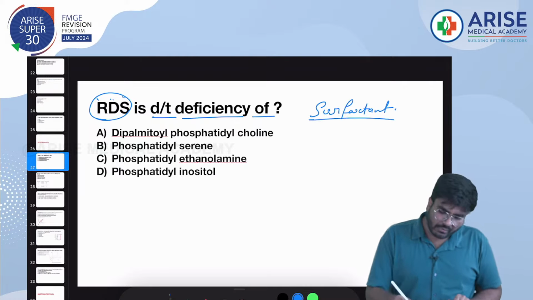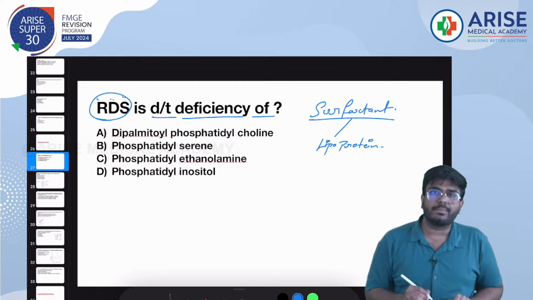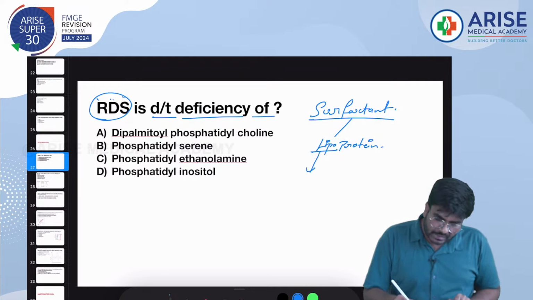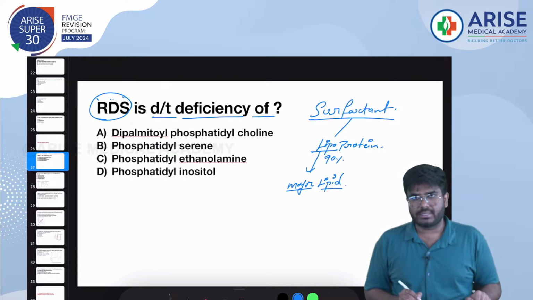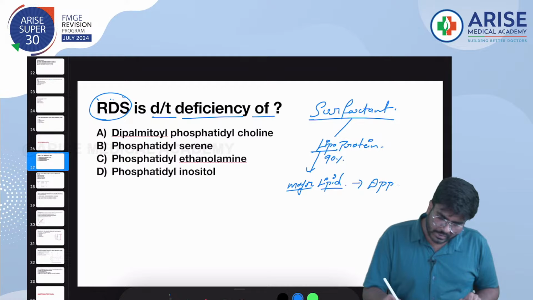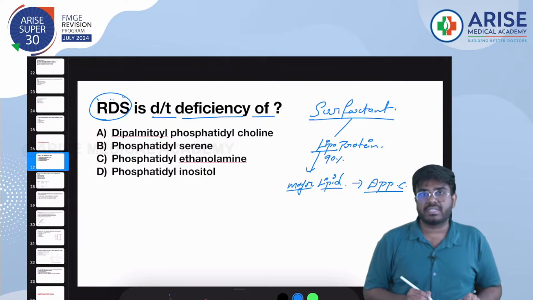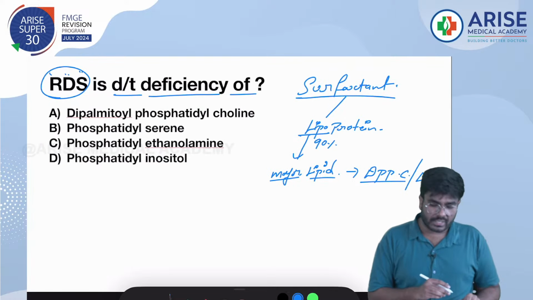Surfactant. Can you tell me what exactly is a surfactant? Surfactant is a lipoprotein. So what is the major lipid? What is the major lipid in the surfactant? Okay, 90% of the surfactant is lipid. What is the major lipid in the surfactant? The major lipid in the surfactant is dipalmitoyl phosphatidylcholine, DPPC. Dipalmitoyl phosphatidylcholine, also called lecithin.